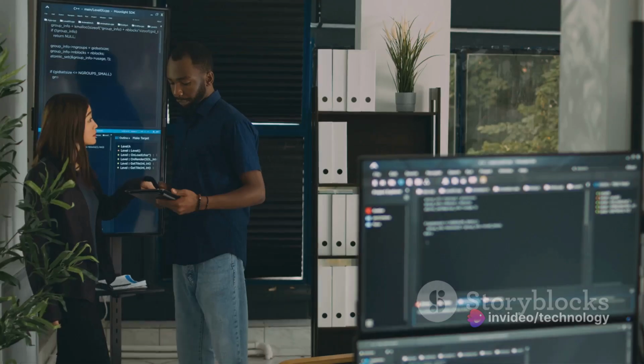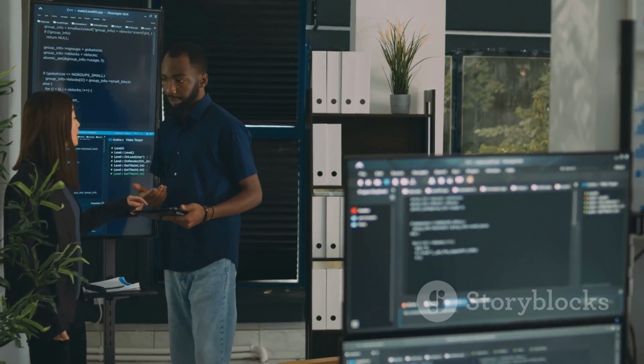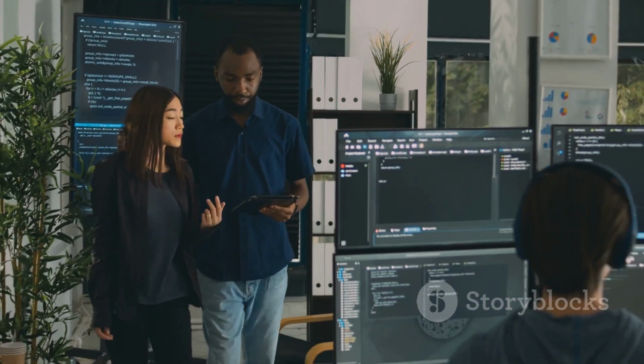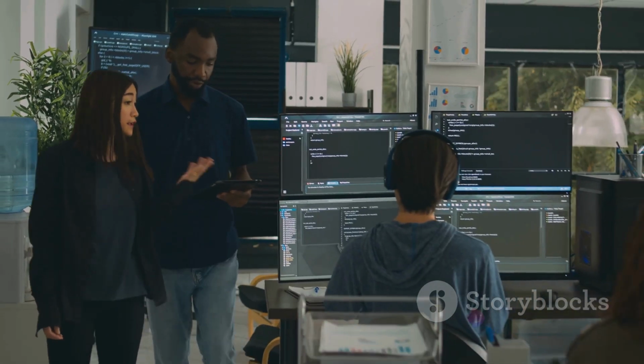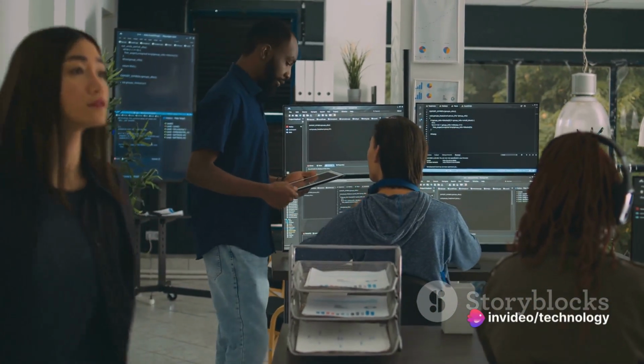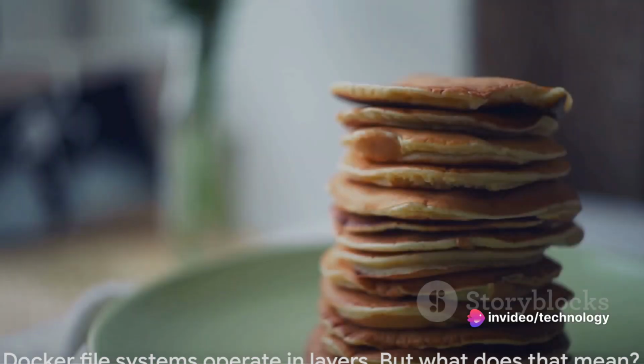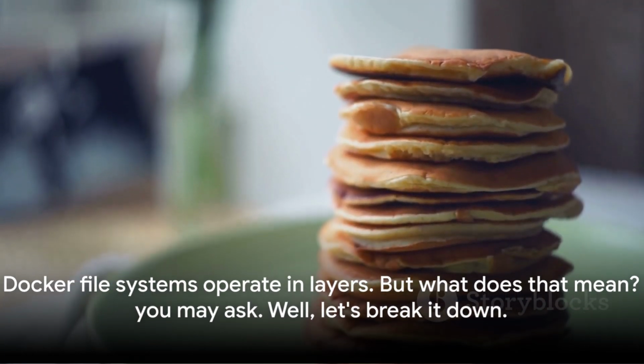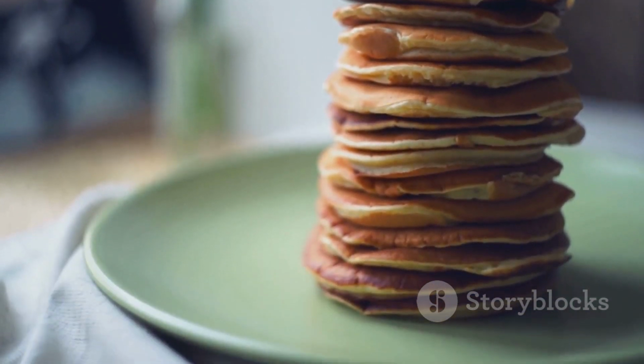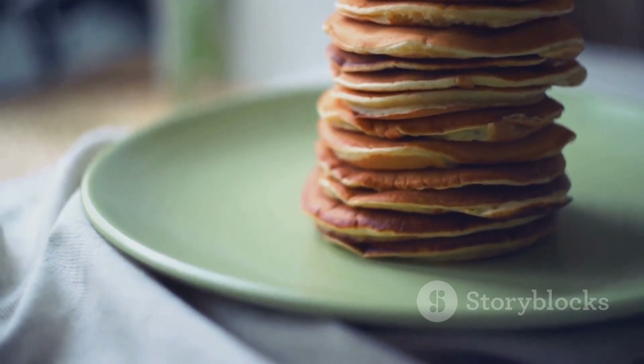With a solid understanding and the right approach, navigating Docker file systems can be as easy as a stroll in the park. So, stay tuned as we break down the process of navigating Docker file systems into easy-to-follow steps. Docker file systems operate in layers. But what does that mean, you may ask? Well, let's break it down.